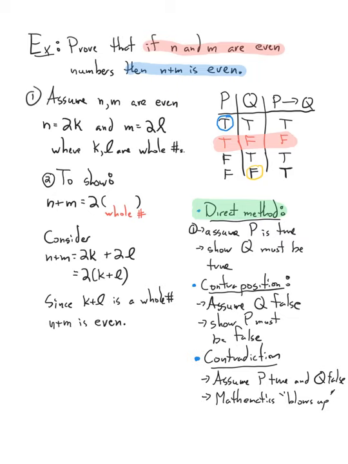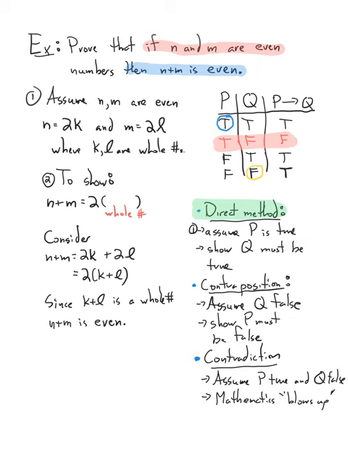And there are the steps for all of these direct proofs. Step 1 is you assume the if part is true. For us it was n and m were even numbers, so we write that down. And the second part is we need to show that q must be true. So we use our assumptions to show that, in this case, n plus m can be written as 2 times some whole number. So that's our example here.